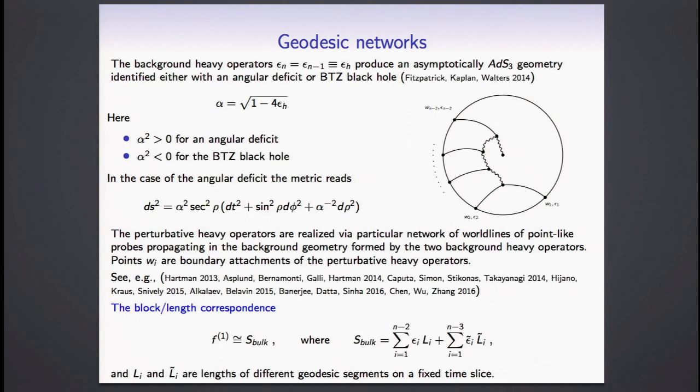So we claim that the linearized conformal block, up to a global conformal transformation, is equivalent to the length of this geodesic graph, where the length is composed of the lengths of different segments here, so that this sum is minimal. This is why we call this network geodesic. And these two functions, modulo conformal transformation, coincide.